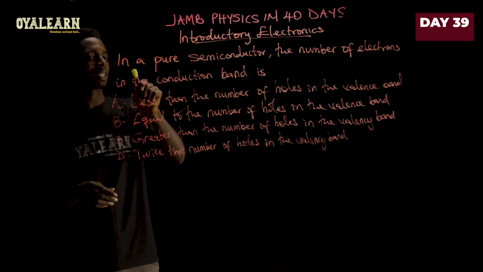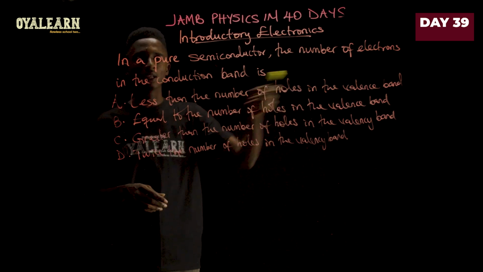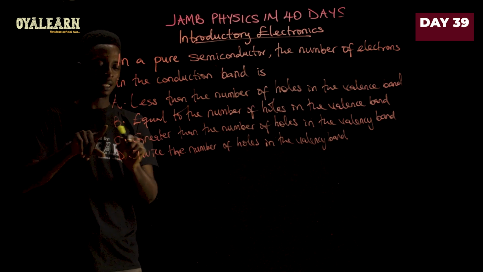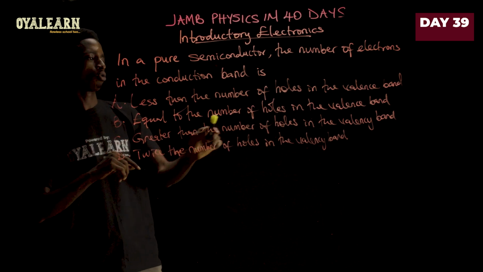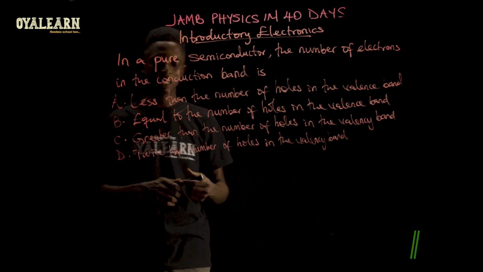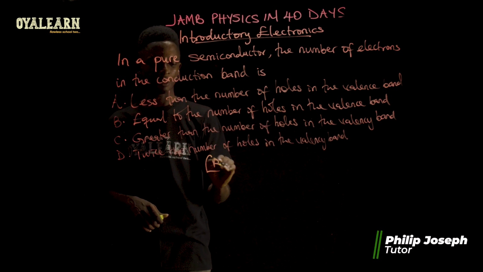So therefore, this says in a pure semiconductor, the number of electrons in the conduction band is, the answer will be B, which says equal to the number of holes in the valence band. So we go with option B.